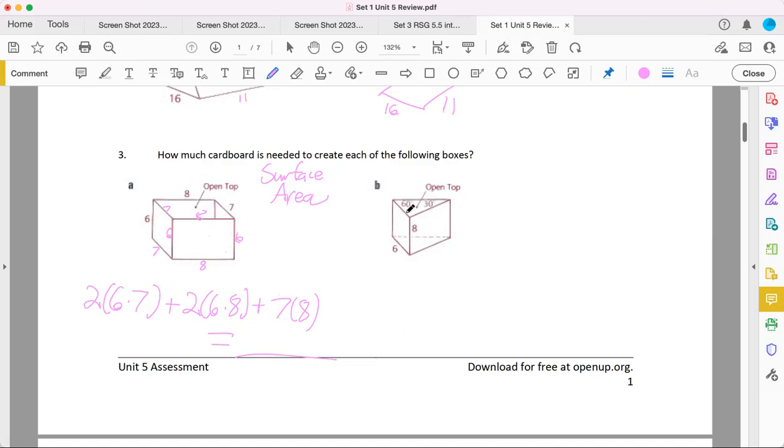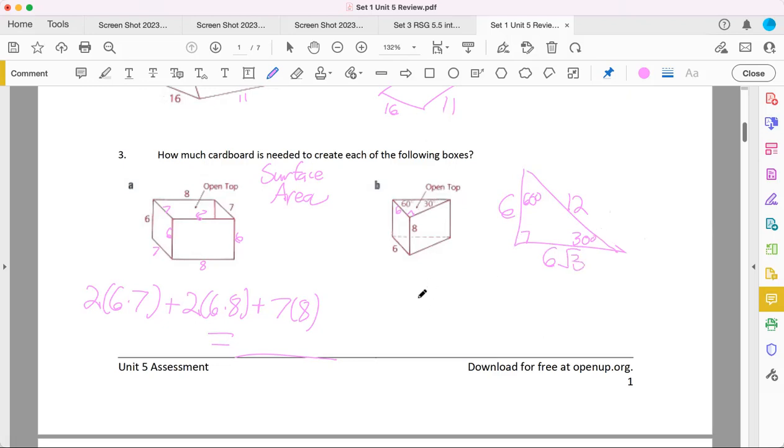This is a 30, 60, 90, and think of this bird's eye view. Don't be afraid to redraw these if you need to. Draw this as 6. This is 30 degrees. This is 90. This is 60. So you can say your hypotenuse is 12. You could say that this is 6√3. And so this is open top.